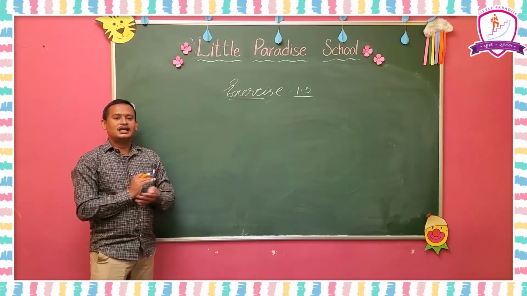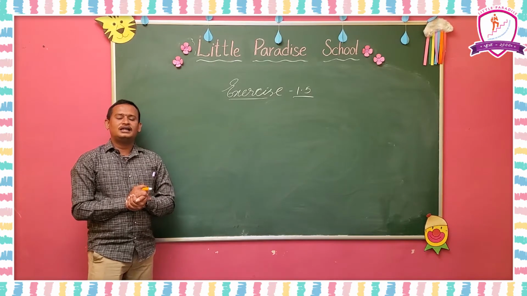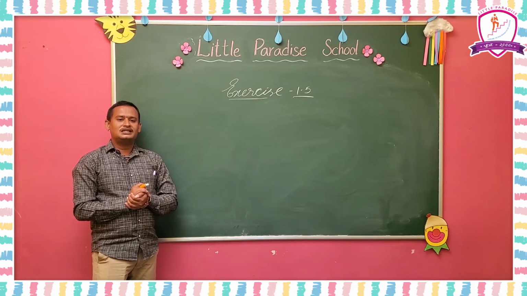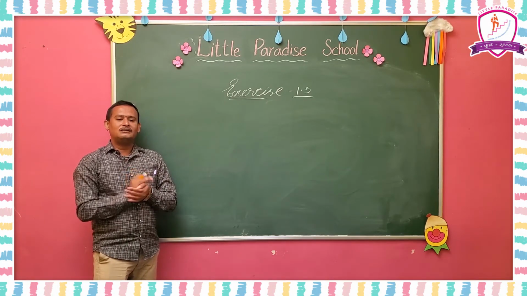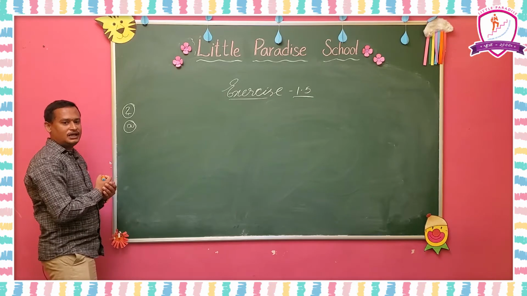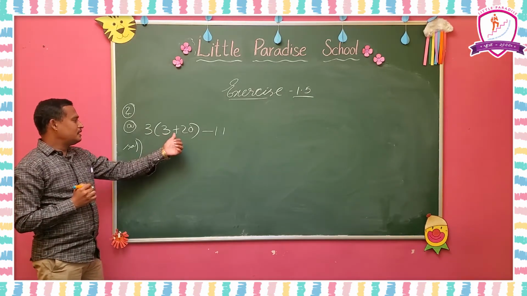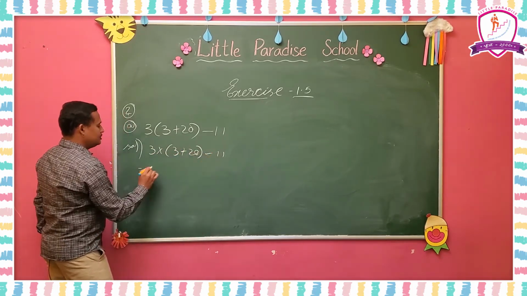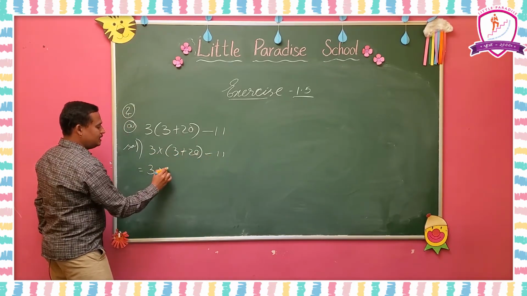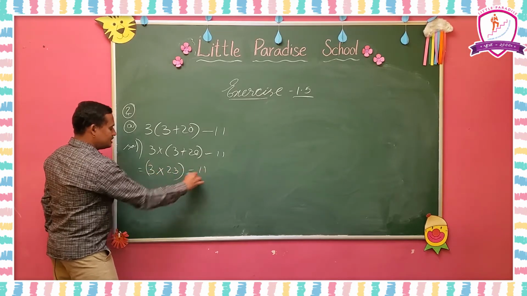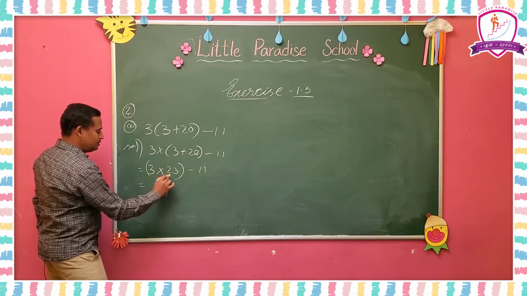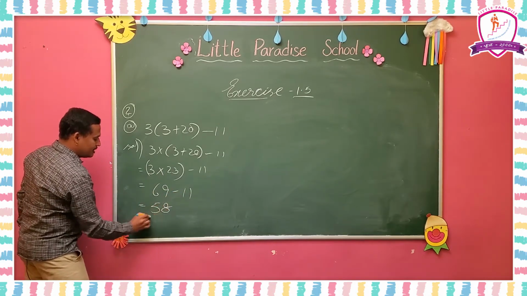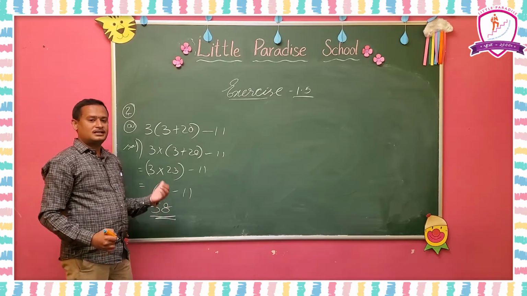And next, in second Roman, simplify the following expression. You have to simplify that. So, the expression is 3 into 3 plus 20 minus 11. That is equal to 3 into 3 plus 20, 23 minus 11. So, 3 3s are 9, 3 2s are 6, 69 minus 11, 58 will be the answer. So, you will get the answer like this.